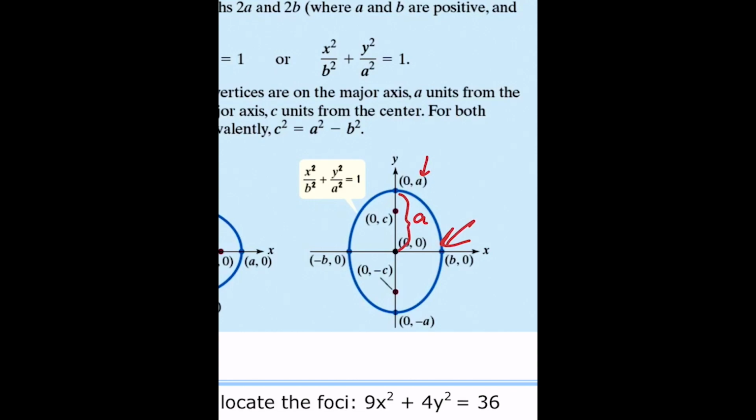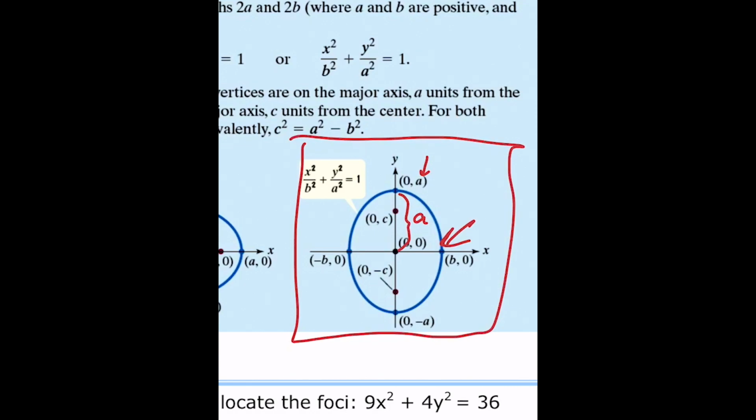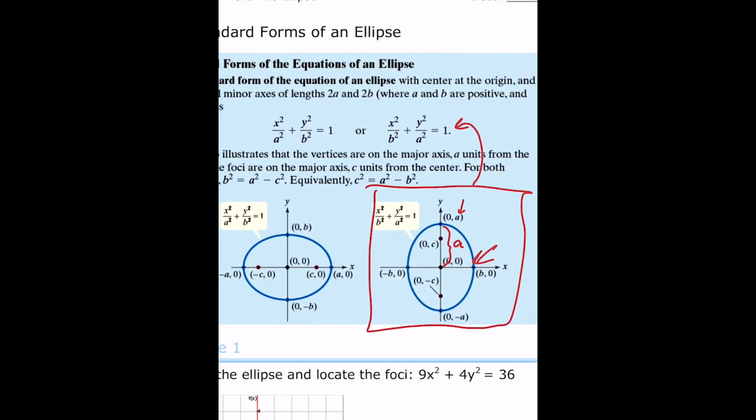Where did that a come from? Well, it came from the denominator of one of the equations up here. As pertains to this graph on the right, does this graph match up with this equation or the one to the left of it? The graph that I've circled does pertain to this equation that's on the right.